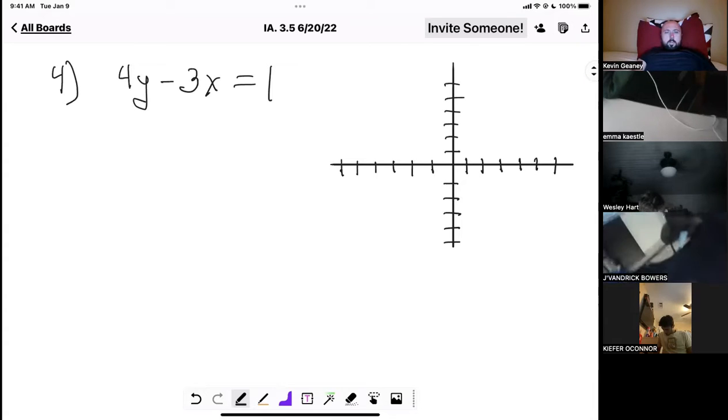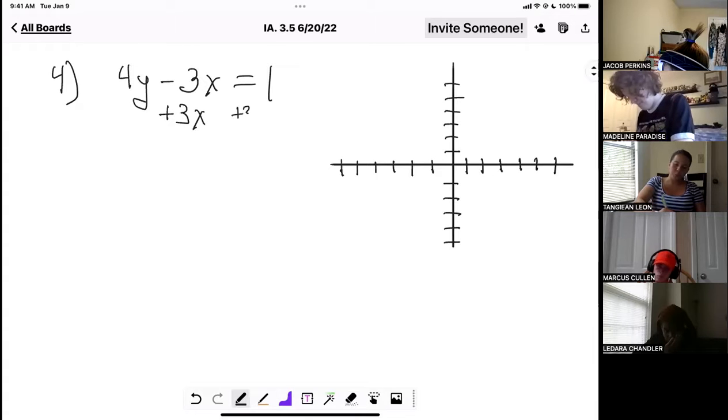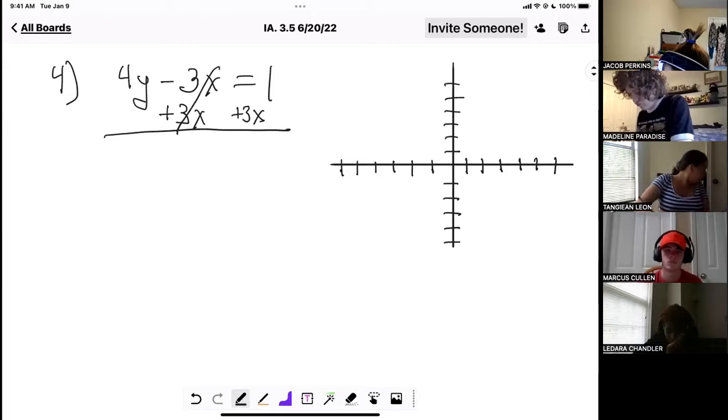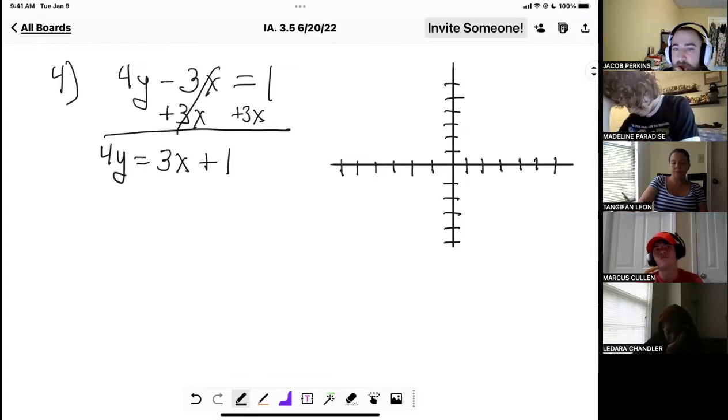All right, so now we can't graph anything until we get it into the right form of y equals mx plus b. So we are going to solve for y. The first thing I need to do is move my x, so I'm going to add 3x to both sides. But notice how I don't put it directly under the 1, to remind myself not to make the mistake and add them together, because I can't. Then I bring down 4y is equal to 3x plus 1. And now I just have to solve for y. So I need to get rid of the 4 by dividing. I divide every single thing by 4.